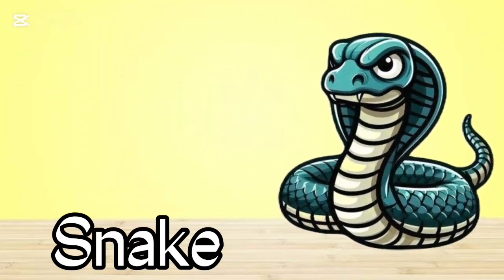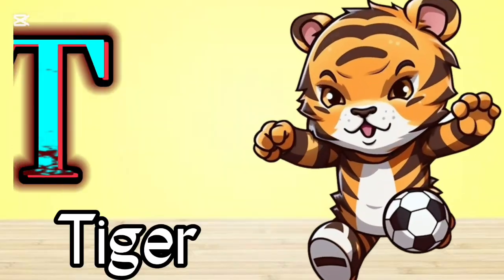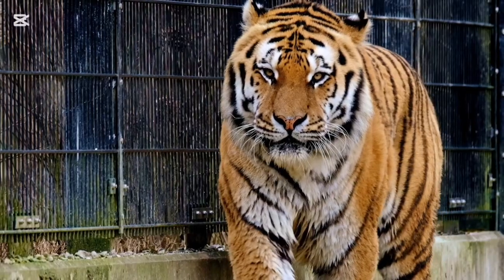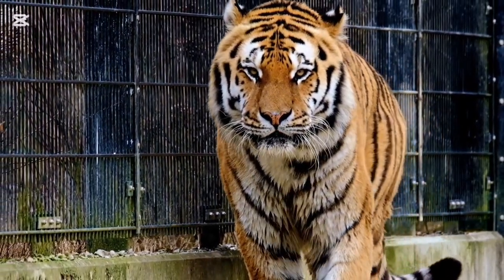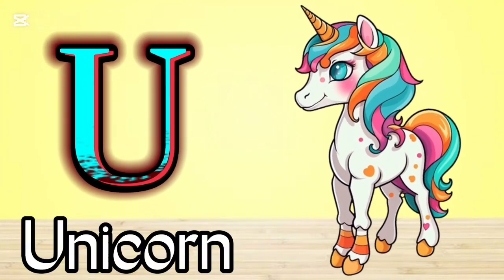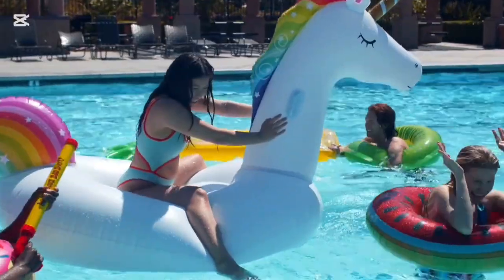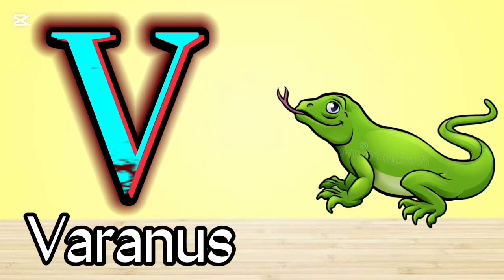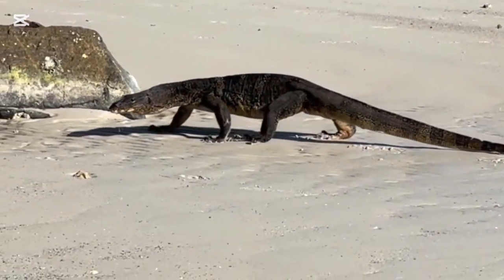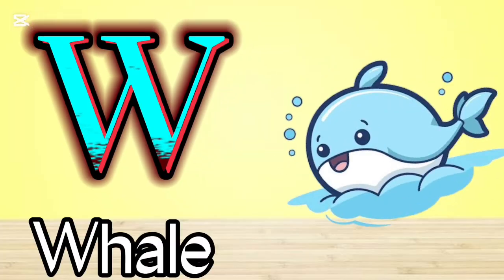Snake. S. Snake. T is for tiger. Tiger. U is for unicorn. Unicorn. V is for Varanus. Varanus. V. Varanus. W is for whale.